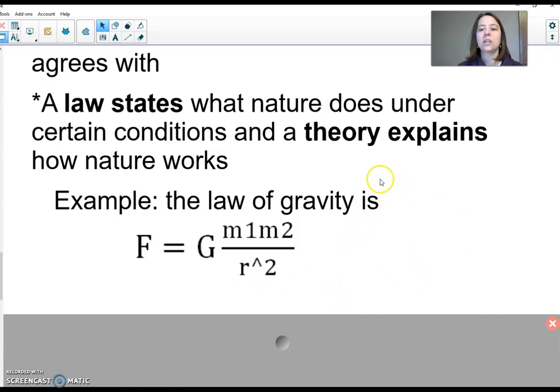This law doesn't really explain gravity. It states what happens when you have two bodies with certain masses, maybe like the Earth and you, and the distance between them. It states the force of gravity on those two objects. So you do exert gravity on the Earth, it's just so big it doesn't matter.